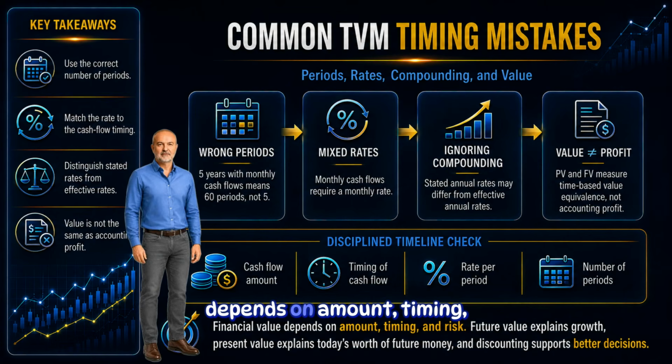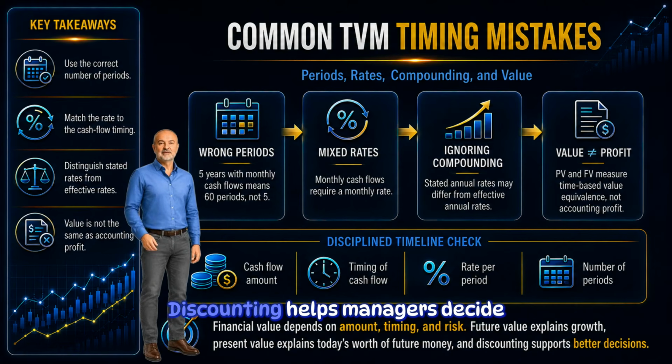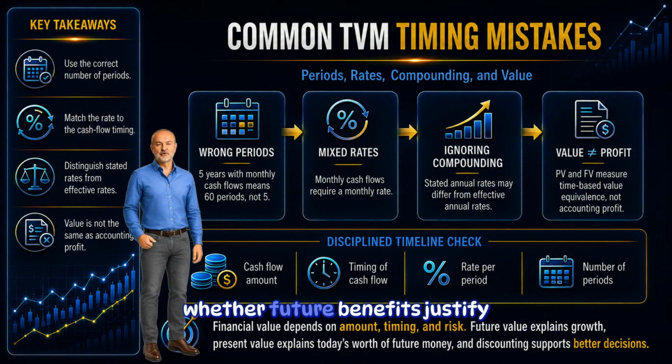Financial value depends on amount, timing, and risk. Future value helps us understand growth. Present value helps us understand today's value of future money. Discounting helps managers decide whether future benefits justify resources committed today.